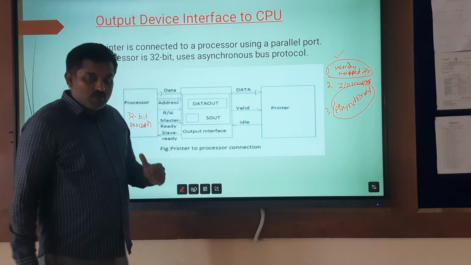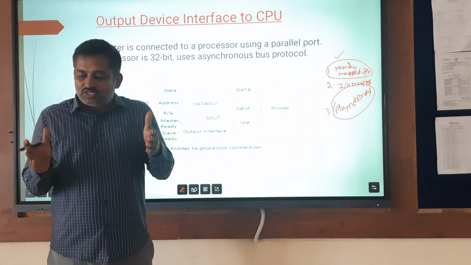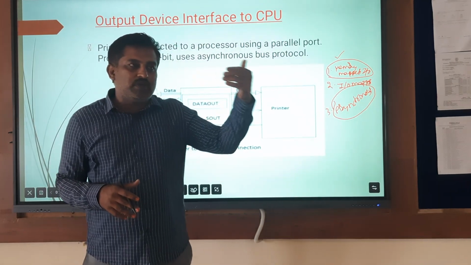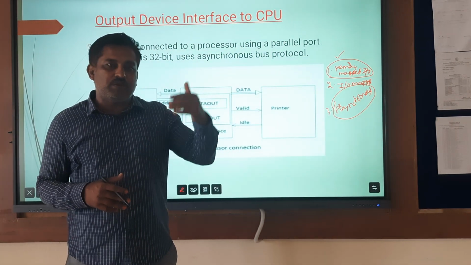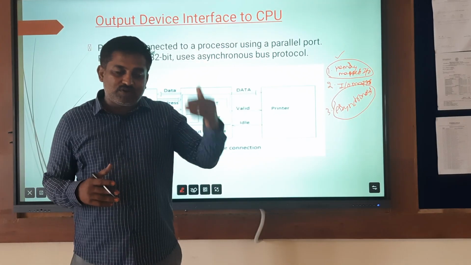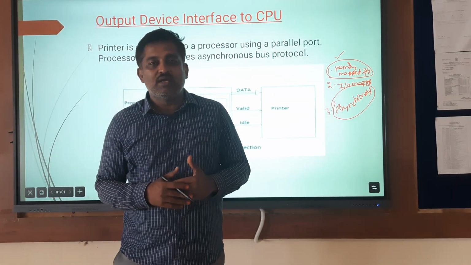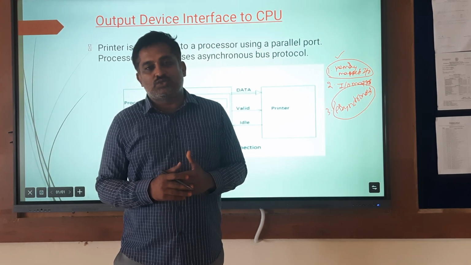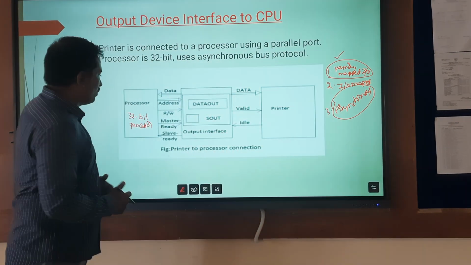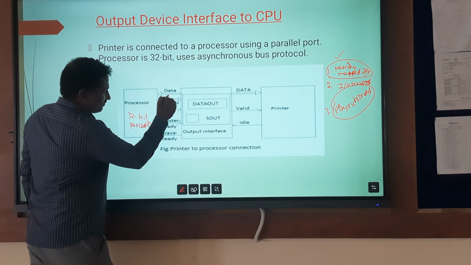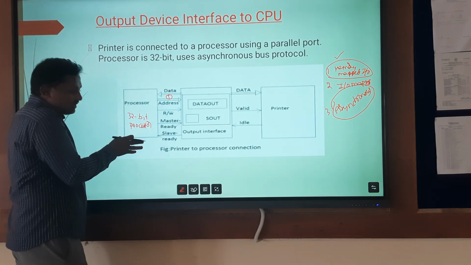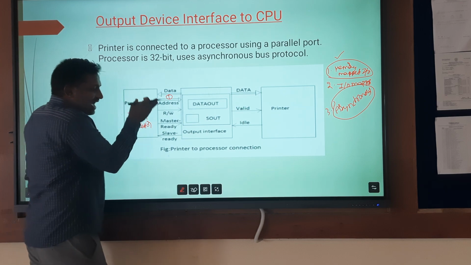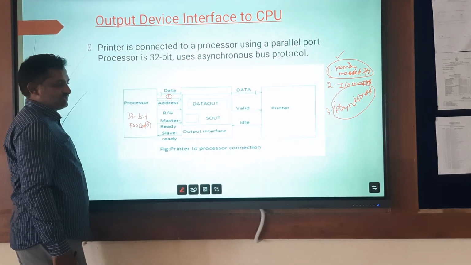Now look at this. Whenever the processor wants to communicate with any device, whether it may be an input device or an output device, first it should assign the address to that device. So my first step is that the processor needs to assign the address with the help of address lines.